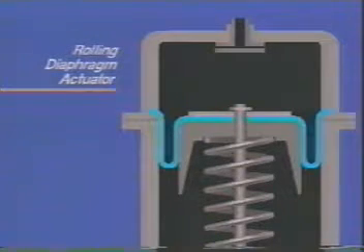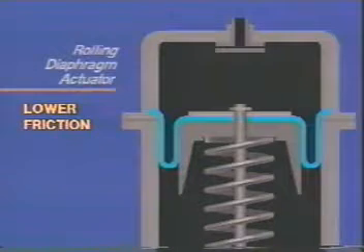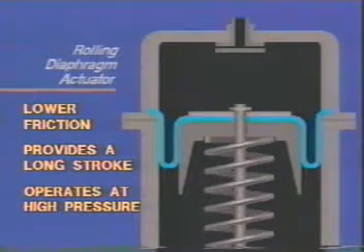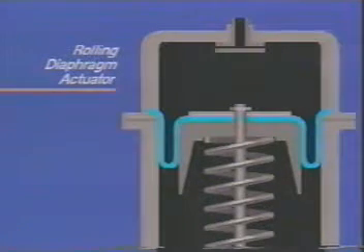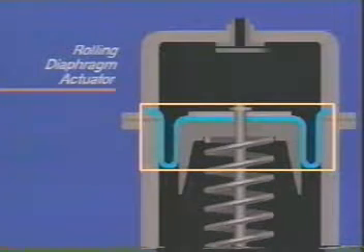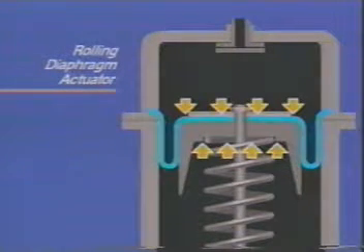A rolling diaphragm actuator has a design that offers much lower friction than a piston actuator, but still has the capability to provide a long stroke and to operate at high pressure. The actuator consists of a piston that is sealed with a rolling elastomeric sleeve or diaphragm. Actuating air pressure is opposed by a spring.